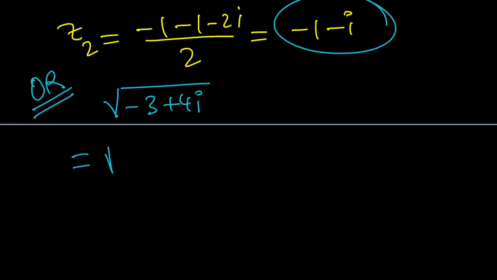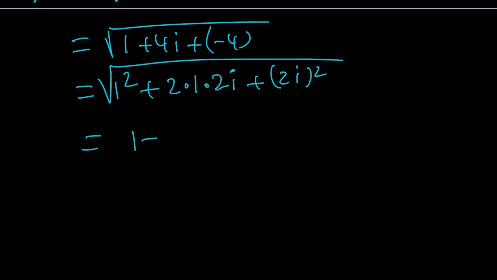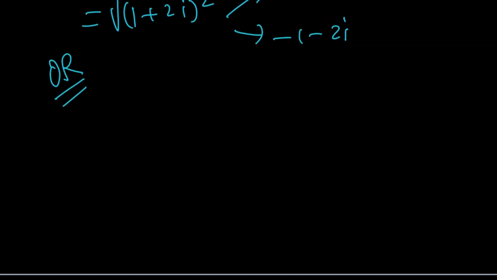So here's what I'm going to do. I'm going to write the -3 as 1 minus 4, or 1 plus -4, and put the -4 at the end. And then just work it out a little bit. This is 1 squared. 4i is 2 times 1 times 2i, because that's 4i, and -4 is 2i squared. Guess what that looks like? 1 plus 2i squared, and with the square root, this will give us the exact same answers as before. Right? Cool. Plug it in, you're going to get the same thing. Or you can do this. And that kind of brings us back to the original.